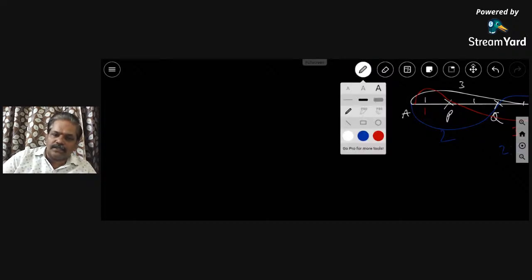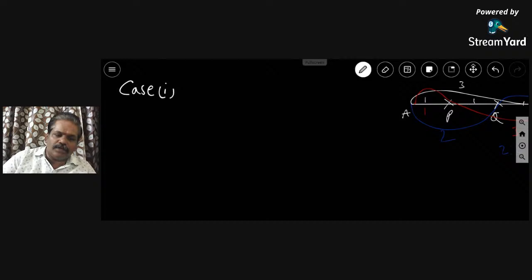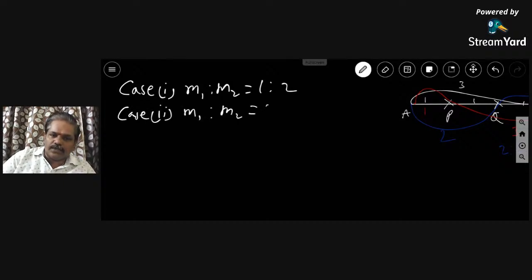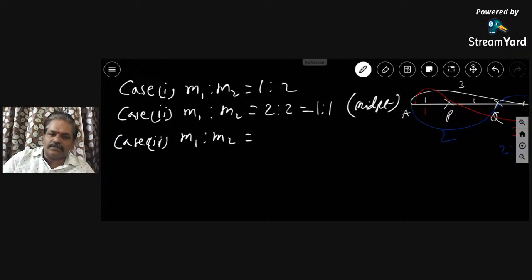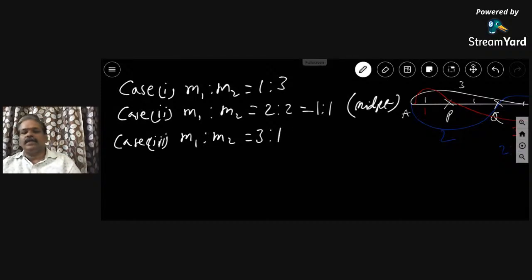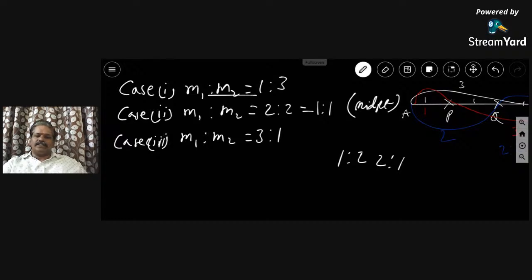So what are the cases? I'll write. Formula is same. Section formula. Case 1, M1:M2 will take as 1:2. Case 2 will take M1:M2 as 2:2, that is 1:1. Midpoint formula. It's better. Directly you can apply. Case 3, M1:M2, sorry, so 1:3, 3:1. So 3 cases are possible. In the trisection, we have only 2 cases, that is 1:2, 2:1. But here, one more case is joined in the middle.